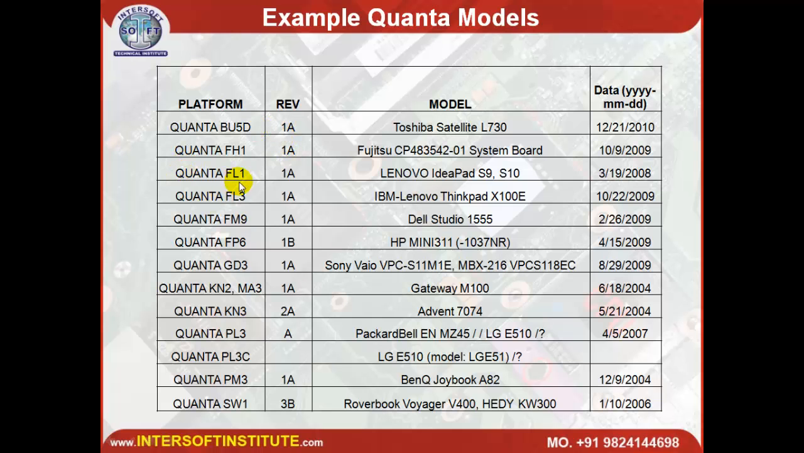For example, if it is written Quanta FL1, you can find it on Google or the net. It is a Lenovo IdeaPad S9 S10. Date of manufacturing is also given. We have a list of all these Quanta, Wistron, Univel with the model numbers also. This is only an example of some models, those are Quanta models.